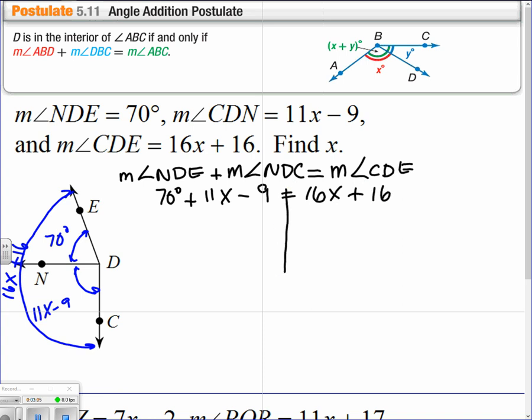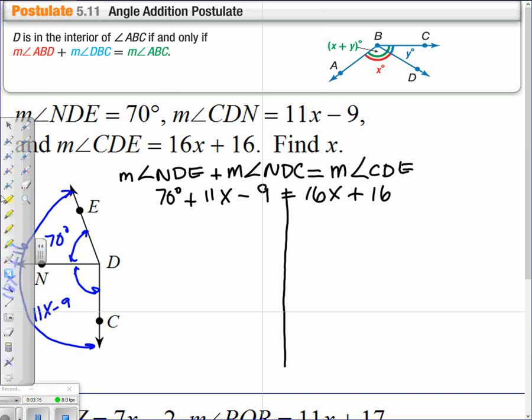Now, step number one, get rid of parentheses, fractions, or decimals. We have none of them. Number two is combine like terms. On the left side, these are like terms because they're just numbers. So 70 minus 9 will be 61. This cannot be combined with anyone else on the left because there's no other x on the left side. Right hand side, these are not alike. They cannot be combined. So the answer will be 16x plus 16.